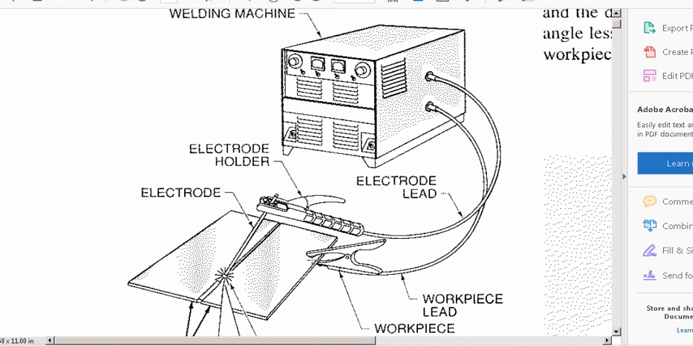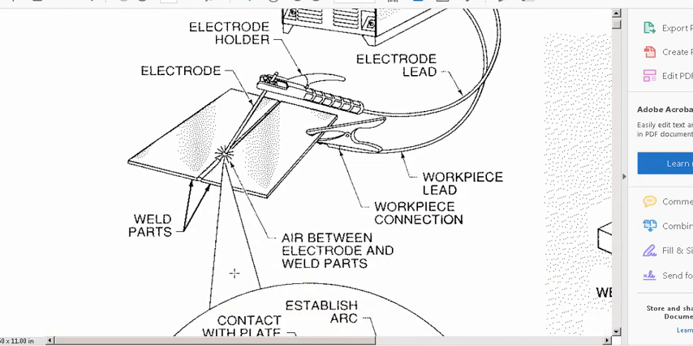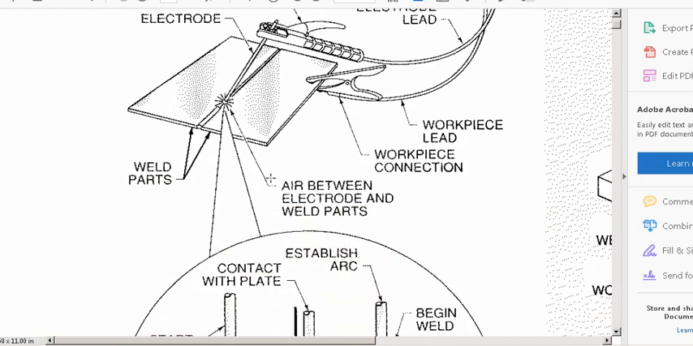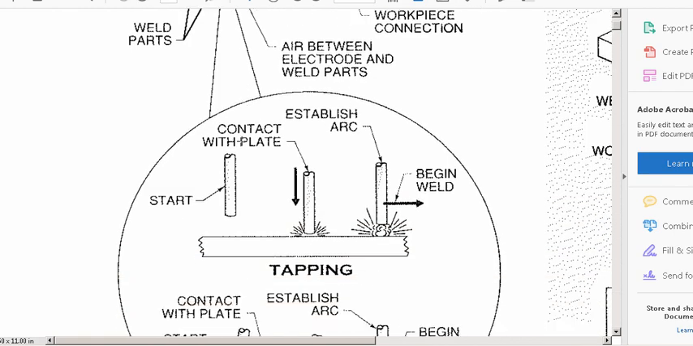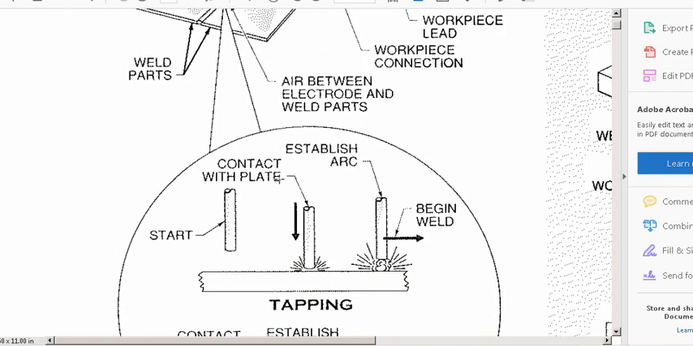If you've done this before, you probably understand that you sometimes need to clean this connection right here to make sure you get a good solid clamping effect and the electron flow is good. If you have something really rusty or painted and you don't get good current, you're not going to have a good arc, in this case, a good flow of electricity or electrons. So you'll notice that in the process, your two parts are being welded. The area between the electrode and weld parts is the space in between where the arc is occurring. And we've got this little enlarged view of what's going on down here.